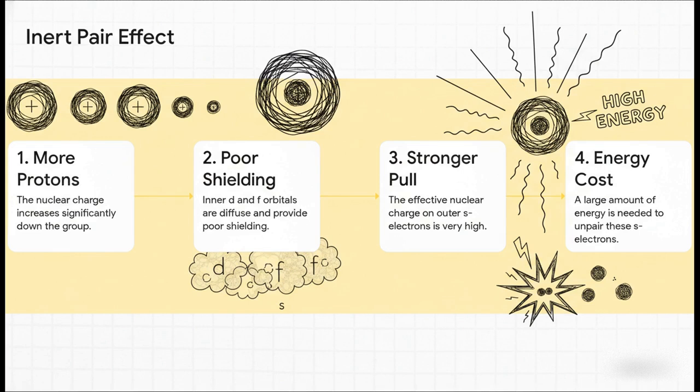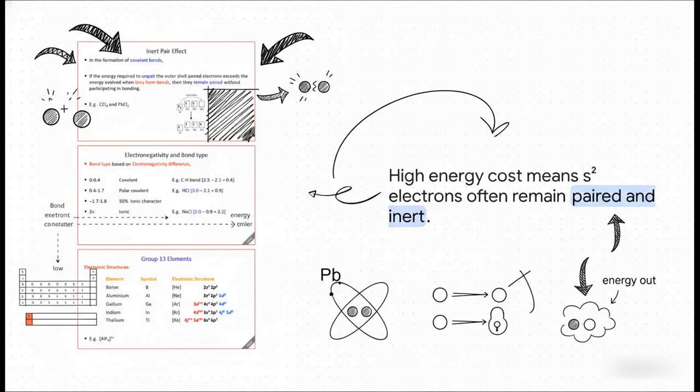And that means it takes a huge amount of energy to pull them away and get them involved in any kind of bonding. For a heavy element like lead, the energy cost to unpair and use those 2 s electrons is often just too high. Think of it like a business decision. The energy you'd get back from forming 2 extra bonds simply doesn't justify the initial investment. So that pair of s electrons often just stays put, remaining chemically inert.